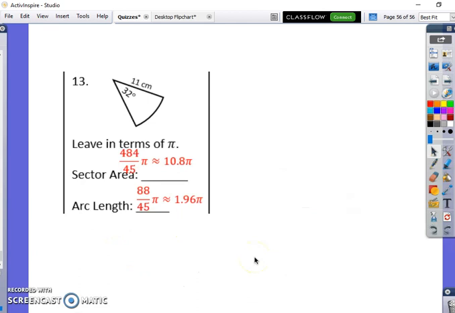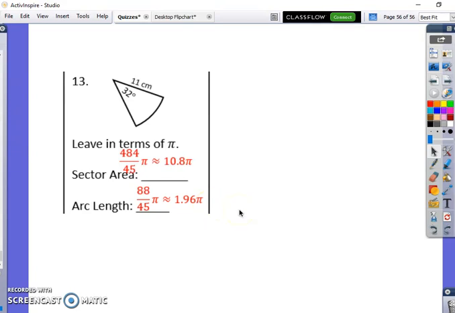And I wanted to show you the answers. After you type those in, you should get 484 over 45 pi. And if you wanted to simplify this part, you could write it as 10.8 pi. But notice I did not write it in total decimal form. The pi is still there, so that's called leaving it in terms of pi. And then the arc length should have been 88 over 45 pi. If you wanted to make this part a decimal, it would be 1.96 pi. But notice I have not multiplied the pi in yet. So this is called leaving it in terms of pi.